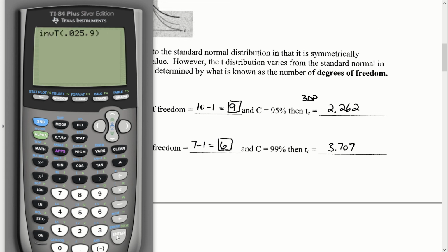We go ahead, hit paste, and hit enter. And it gives us a T critical value, which will round to 3 places, of 2.262. Remember, technically speaking, whenever we talk about whether it's a Z critical or a T critical, we want the positive value to be used. So we need to just switch this to make it a positive value.